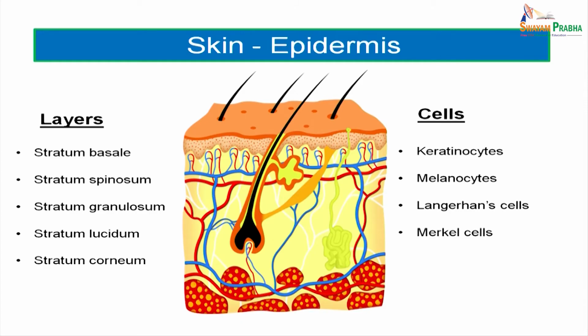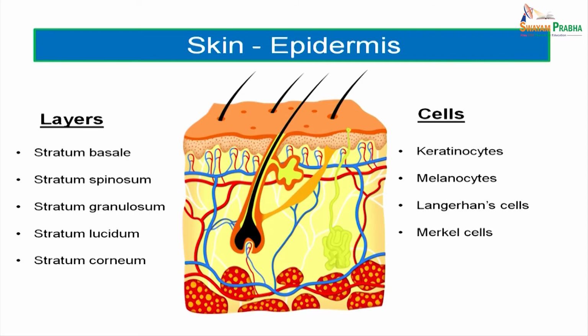And the last variety of cells which we come across in the epidermis is the Merkel cells. So, these are predominantly present in relation to the basal layer, and they extend their processes between the stratum spinosum cells as well, and they are sensory in nature.